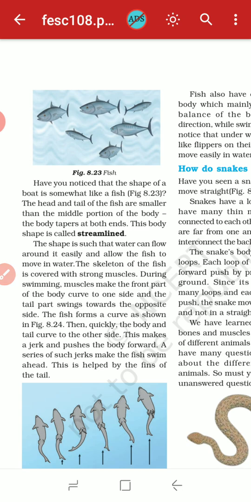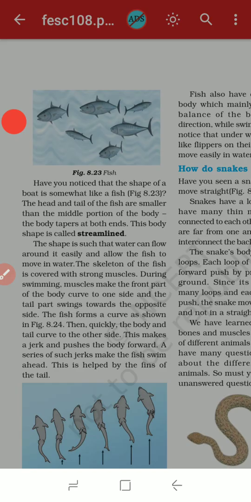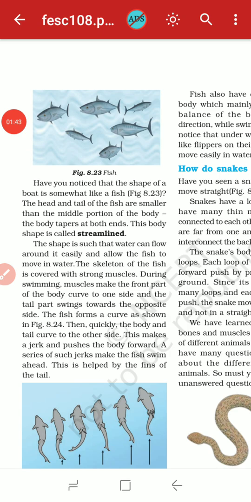The shape is such that water can flow around it easily. So with the help of this shape, the fish can easily move through the water. They can swim easily.